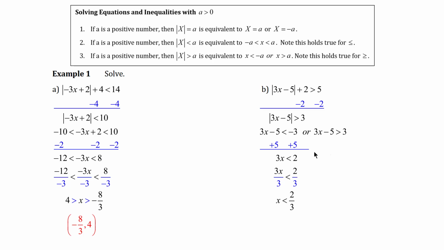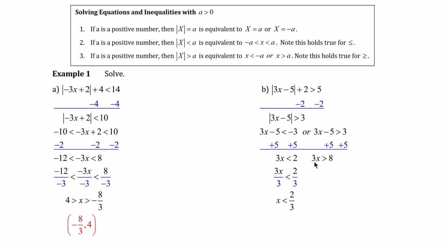Moving on to the second inequality, we get rid of the negative 5 by adding 5 to both sides of the inequality. Simplifying the left-hand side, the minus 5 and the plus 5 cancel out, and we bring down the 3x. On the right-hand side, we have 3 plus 5, which is 8. The result is 3x greater than 8.